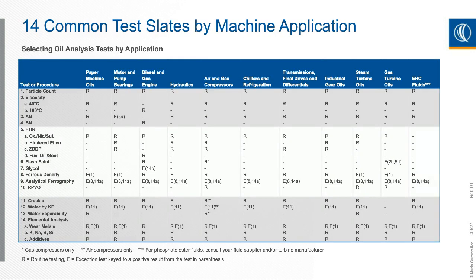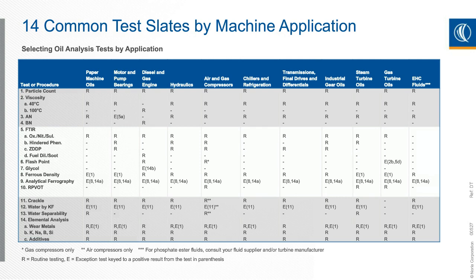So I'm not going to spend too much time on this table here, but this gives you an idea of the common test slates by machine application. You'll see all the standard tests on the left side there and some different machine applications towards the top. The R's indicate things that might be done routinely, and the E's represent something that might be done by exception.